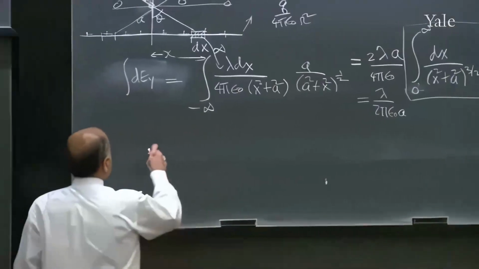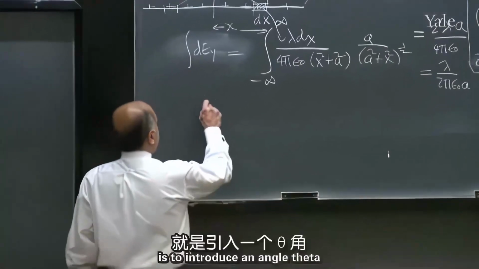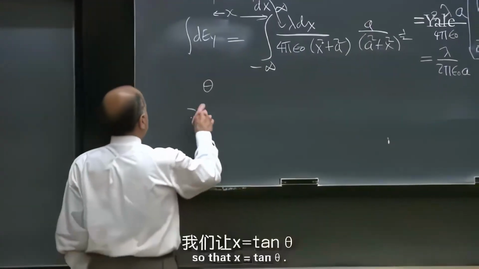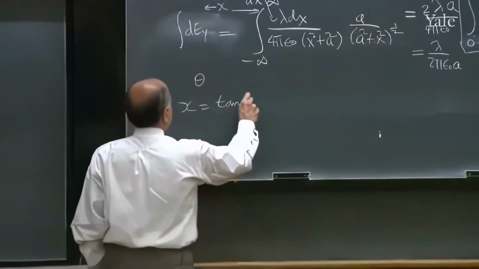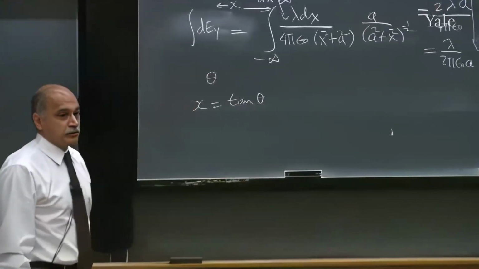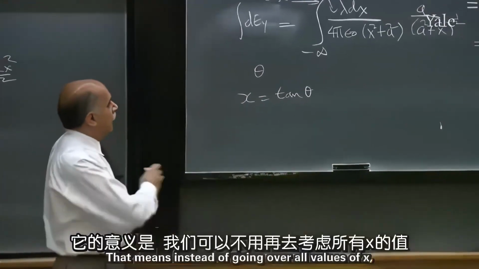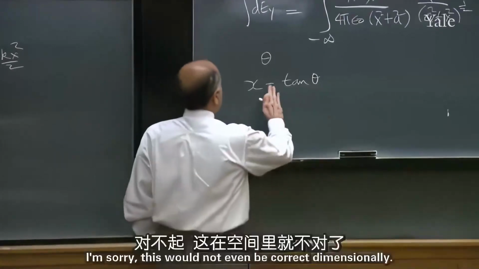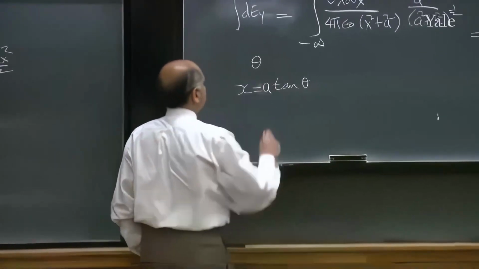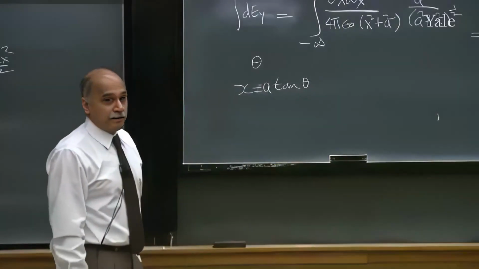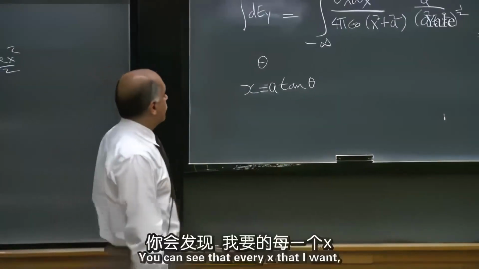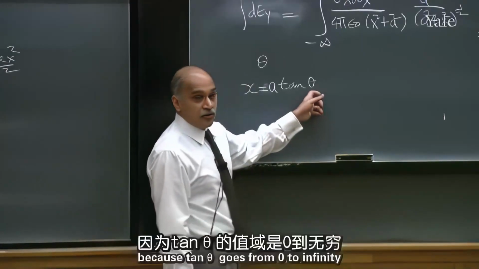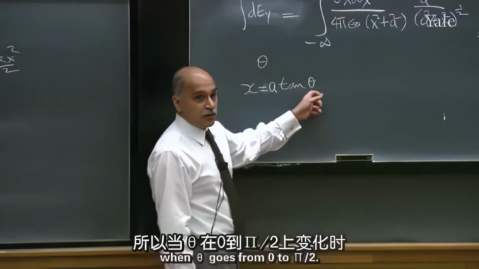So what we're going to do is introduce an angle theta, nothing to do with the angle in the problem, so that x is equal to tan theta. That means instead of going over all values of x, I'll go with the suitable values of theta. I'm sorry, this would not even be correct dimensionally. x equals a tan theta. You can see that every x that I want, I can get by some choice of theta, because tan theta goes from 0 to infinity when theta goes from 0 to pi over 2.